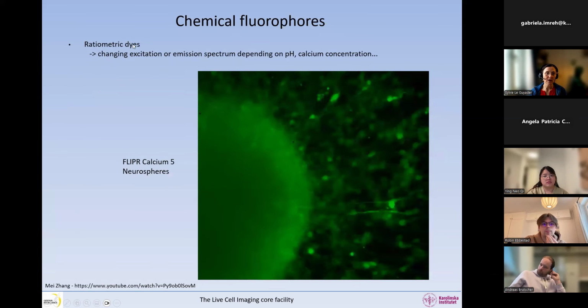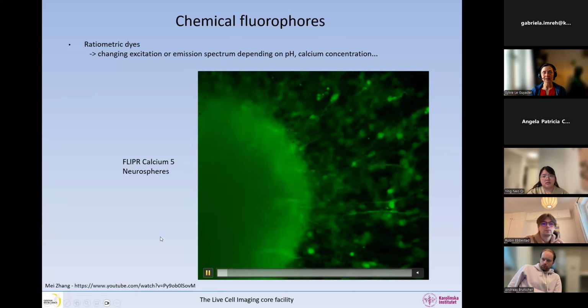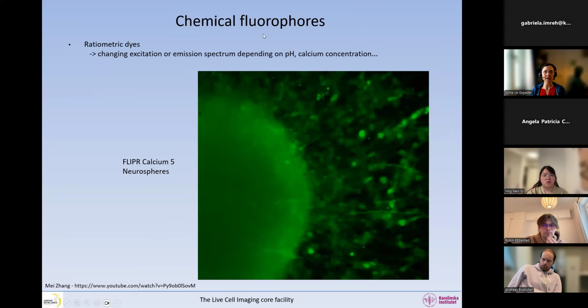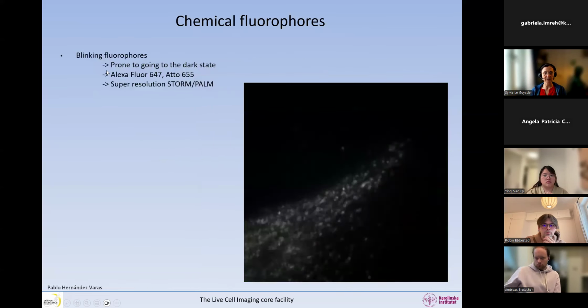We also have specialized fluorophores, like those that change wavelengths or change intensity based on something around. This is what you use, for example, to measure pH or calcium concentration. So in this, you can see a neurosphere with Fluo-Calcium 5 that measures the calcium pulses, and the intensity increases when there is calcium. So this is one chemical fluorophore that works this way.